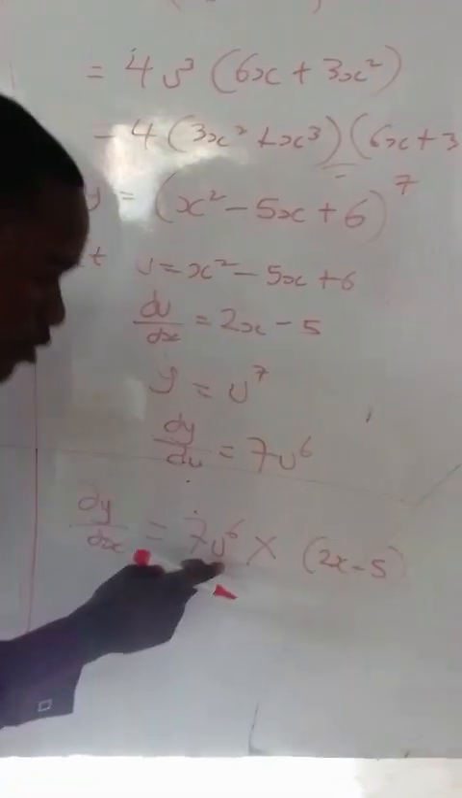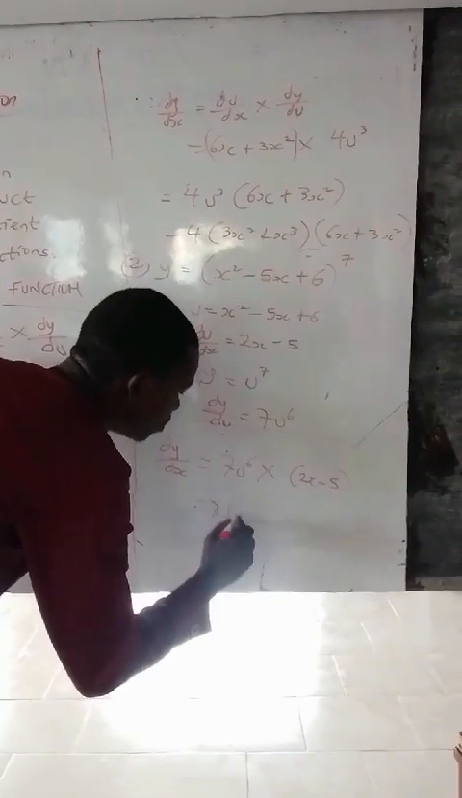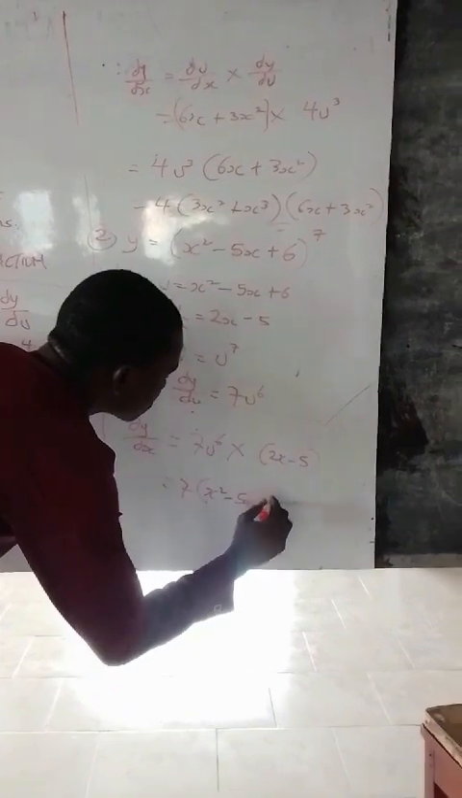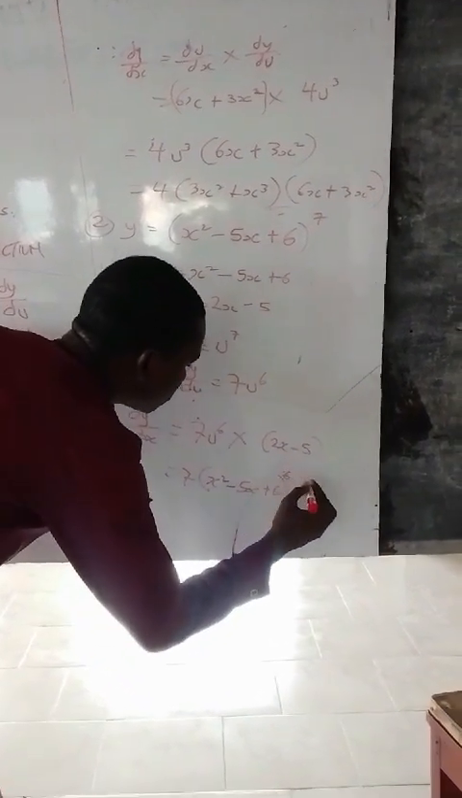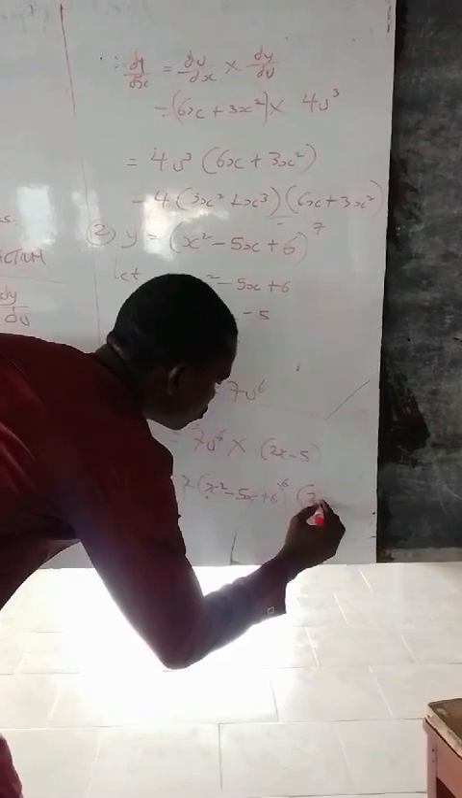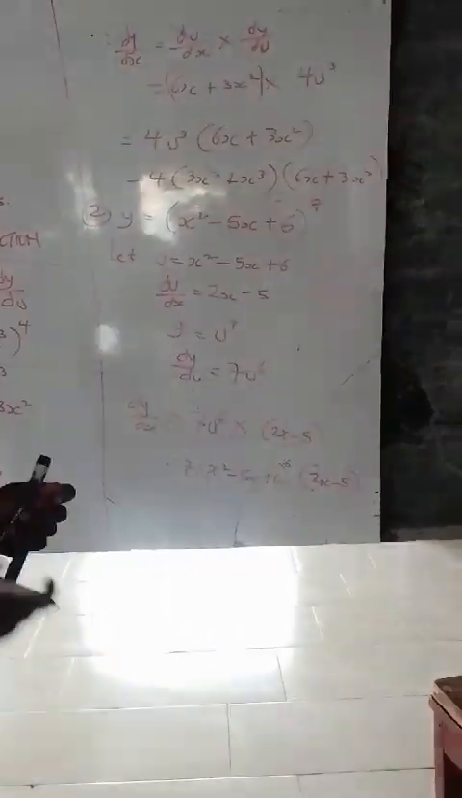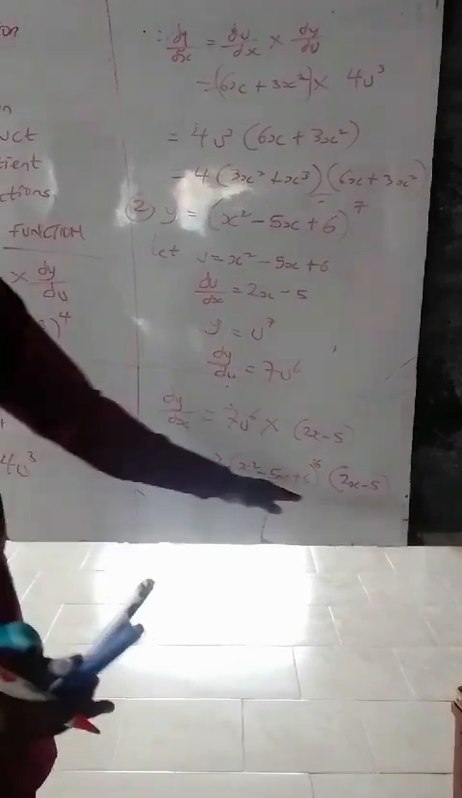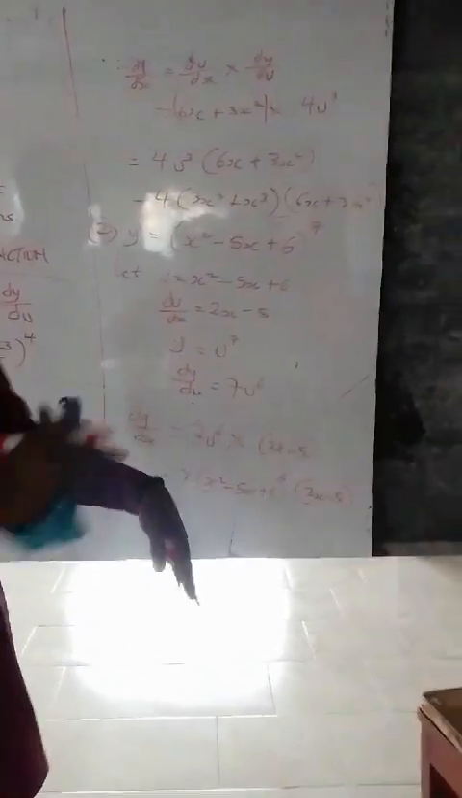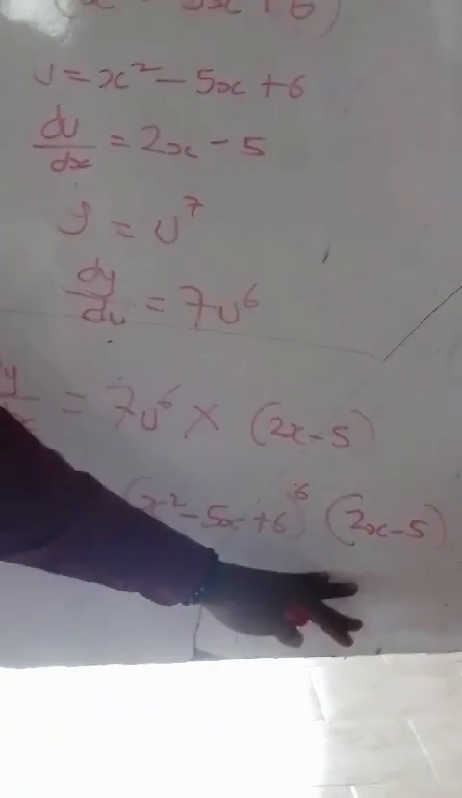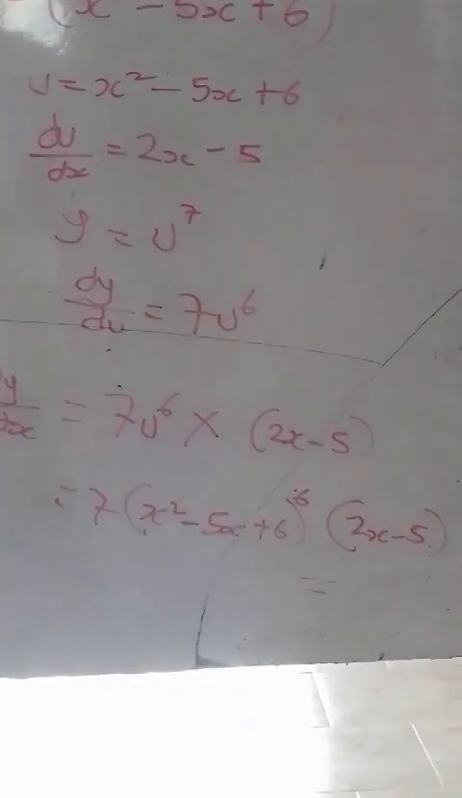At the end of the day, you replace back your u, which is 7 into x squared minus 5x plus 6, all is power 6, into 2x minus 5. In differentiation, there is no need to always expand, because if you try to expand this in 6 places, it is going to be a waste of time. But once you don't see this arrangement in your options, interchange it. Bring this one here, change this one here. You always see one.